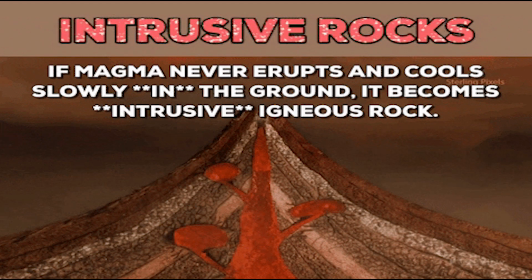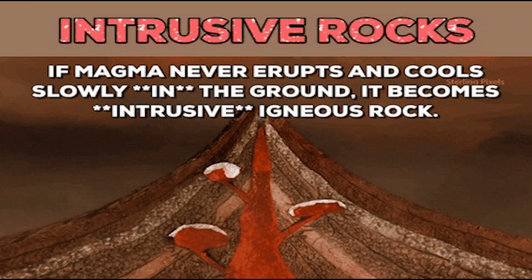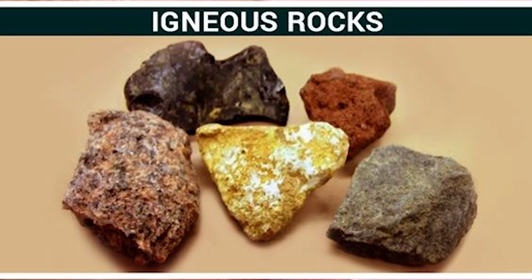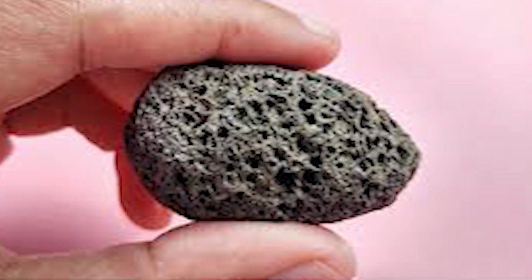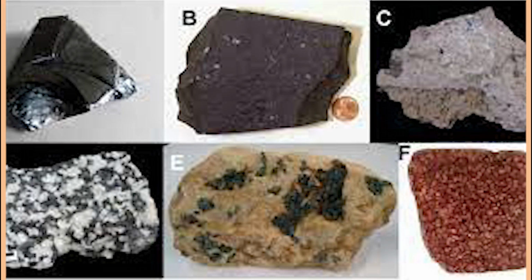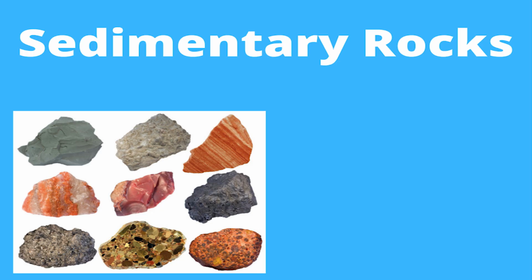Sometimes magma cools before it emerges onto the surface of the earth, forming intrusive igneous rock like granite. Igneous rock often contains crystals and holes made by bubbles of gas. You know, students, igneous rocks are also called primary rocks because these rocks were the first to be formed on the land. All other rocks are derived from them because they form the basis of formation of other types of rocks.